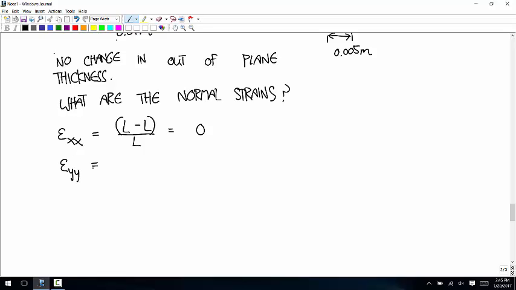Along the y-axis, we have a new length of 0.011, an initial length of 0.008, divided by the initial length of 0.008. And everything's in meters. The meters all cancel out, and so when you divide that, you get 0.375.